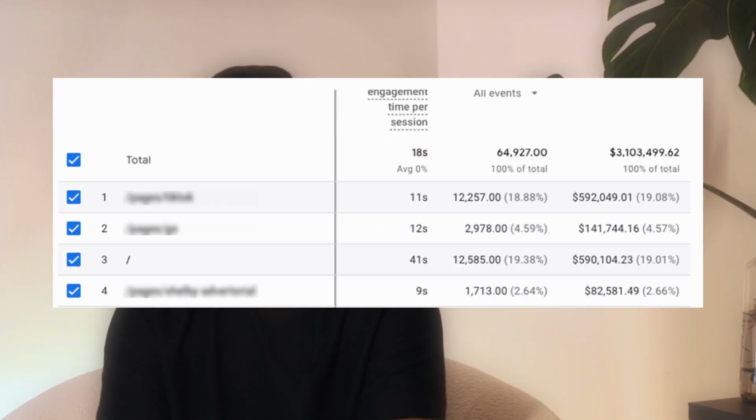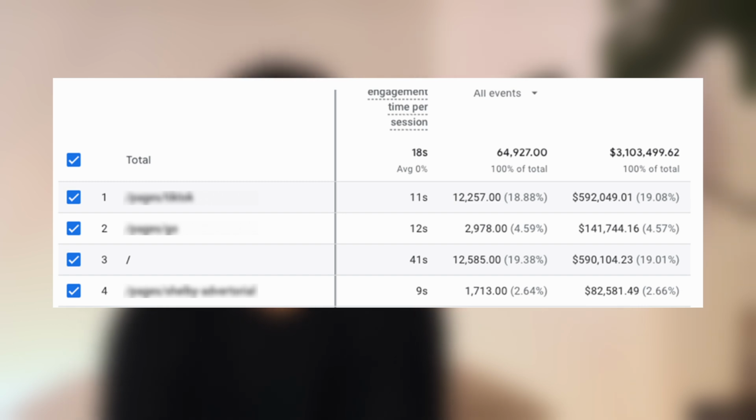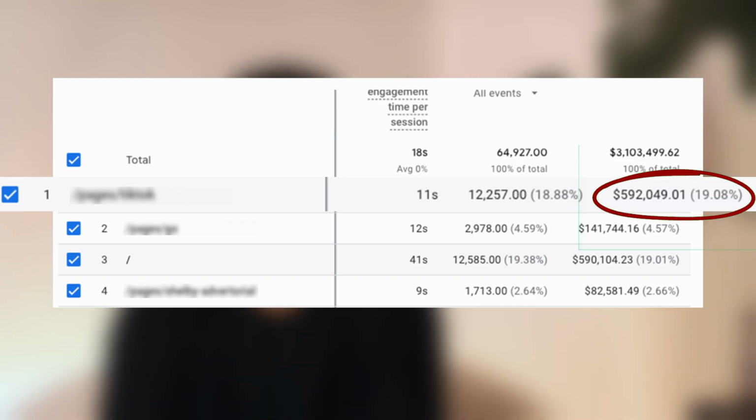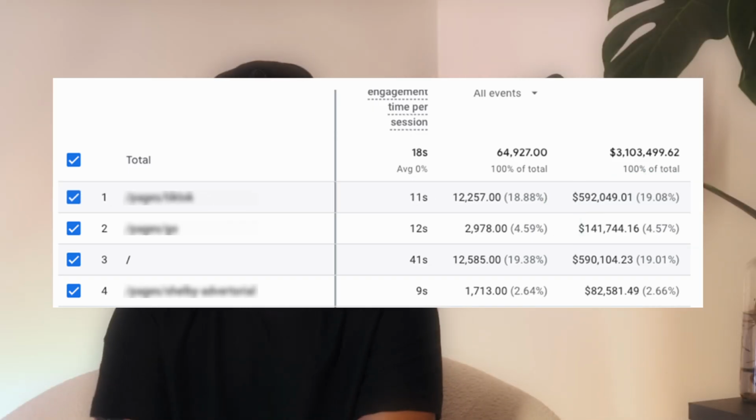Let me break down a 10-day performance analysis from one of our clients and show you exactly what our advertorials delivered in real numbers. These 4 advertorials were tested by us, and just the first one alone accounted for nearly 6 figures in revenue. That's massive impact.